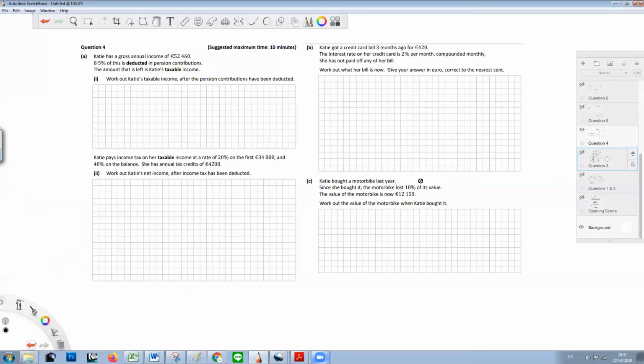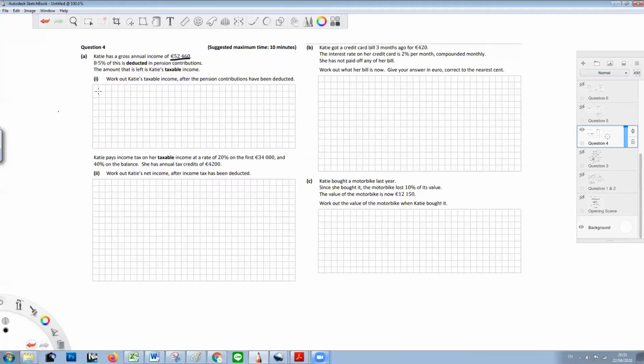So the next one, we're told Katie has a gross income of 52,460. 8.5% of this is deducted in pension contributions. The amount that is left is Katie's taxable income. So this is the amount of money that she earns. And we know that 8.5% of this is deducted in pension contributions. Work out Katie's taxable income after the pension contributions have been deducted.